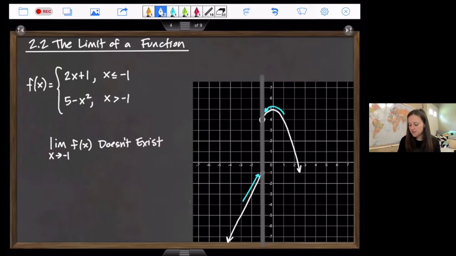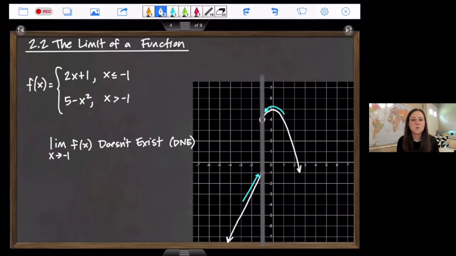Okay, so it does not exist. Sometimes we use the abbreviation DNE for that, or you could say that this limit is undefined. It has no value. So we do want to have a way to communicate that this function has two different things going on either side of -1, and that's the reason why the limit doesn't exist.